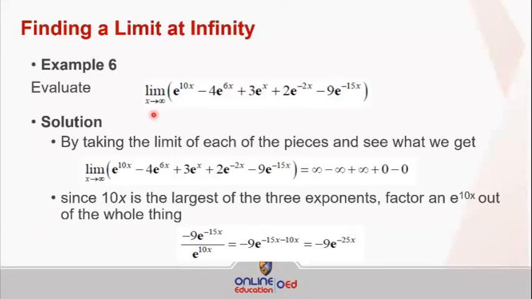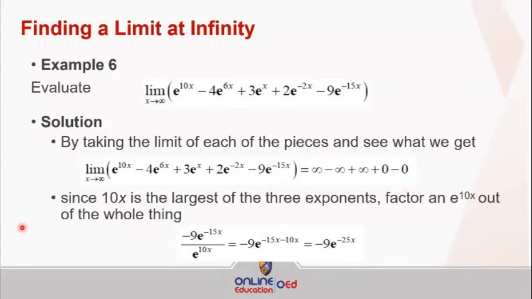For this solution, first is by taking the limit of each of the pieces and see what we get. So, gagamitin daw natin siya. Let's say we have the e raised to 10x, we have the infinity. Then if we have the negative 4e raised to 6x, we have the infinity again. Then for the 3e raised to x, we have the infinity. And for the 2e raised to negative 2x, we have 0. And also for the negative 9e raised to negative 15x, we also have 0.